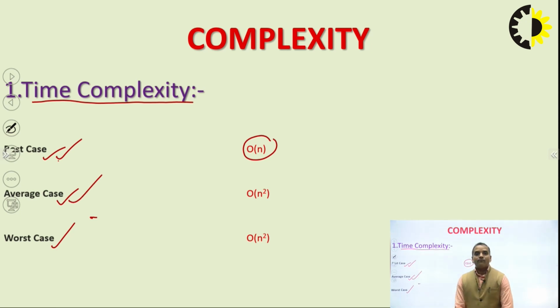And in the worst case, the elements are in reverse order. That means if we want to sort in ascending order and the elements are given in descending order, in that case the worst case arises. This is the part of time complexity.